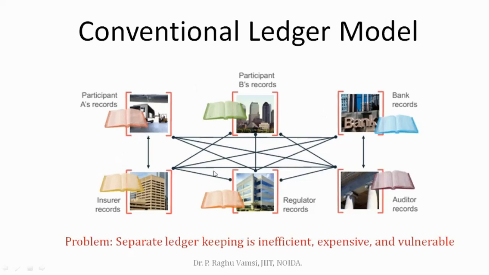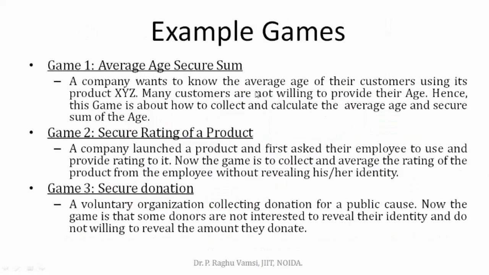These concepts we have seen in the last lecture, and also we have seen some games like the average sum secure game, where a company wants to know the average age of their customers using its product XYZ. Many customers are not willing to provide their age. So the company said, okay, you provide the age without it being known to another person, and we will calculate the average age. So this game is about how to collect and calculate the average age and secure the sum of the ages.